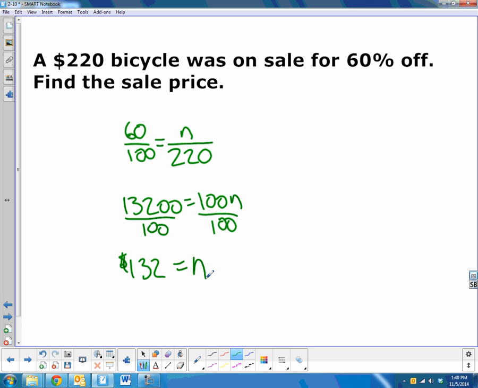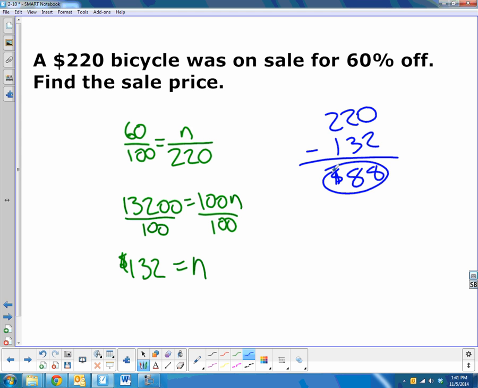But remember, that's not the final cost, right? That's the savings. If I save 50%, I'm saving half, which would be $110. So I'm saving $132 at 60%. But that's not the final cost. It started at 220. I have a discount of 132. So my final cost is $88, which makes sense because if I'm saving 60%, I'm going to pay less than half. I'm only going to pay 40% of the original cost, which is $88.